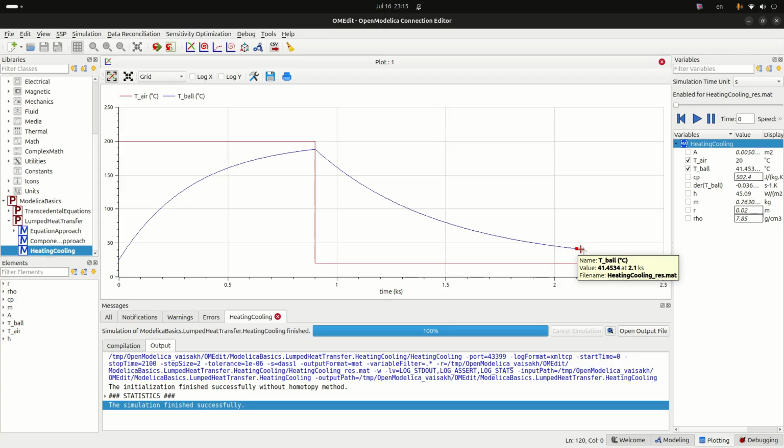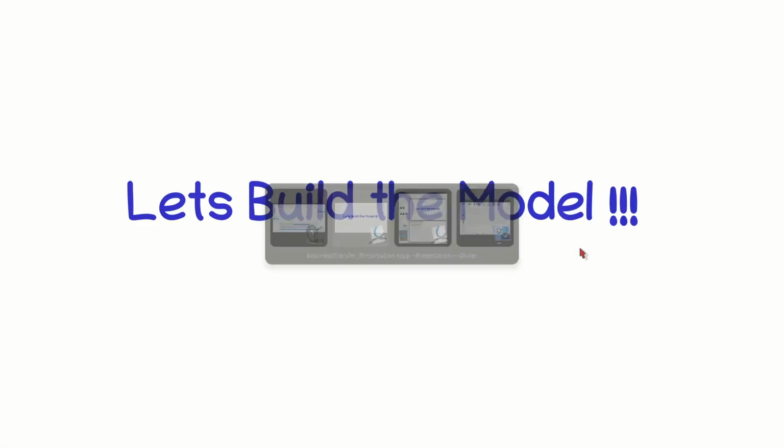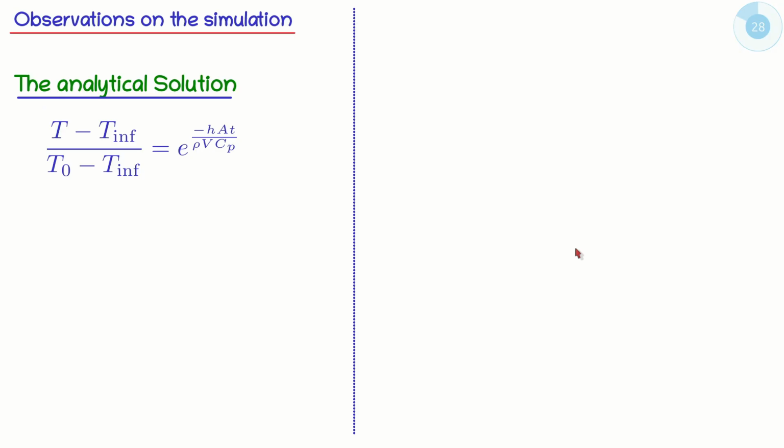Now let's see how our results are validated. As this is a very simple problem, we have an analytical solution for lumped transient conduction as given by this expression, which is derived by integrating the heat balance equation, which we discussed earlier, where T is the temperature of the ball, T infinity is the temperature of the air, T0 is the initial temperature of the ball, and T infinity is the same in the numerator. And we have the heat transfer coefficient, area, time, density, volume, and specific heat capacity raised to the power of e.